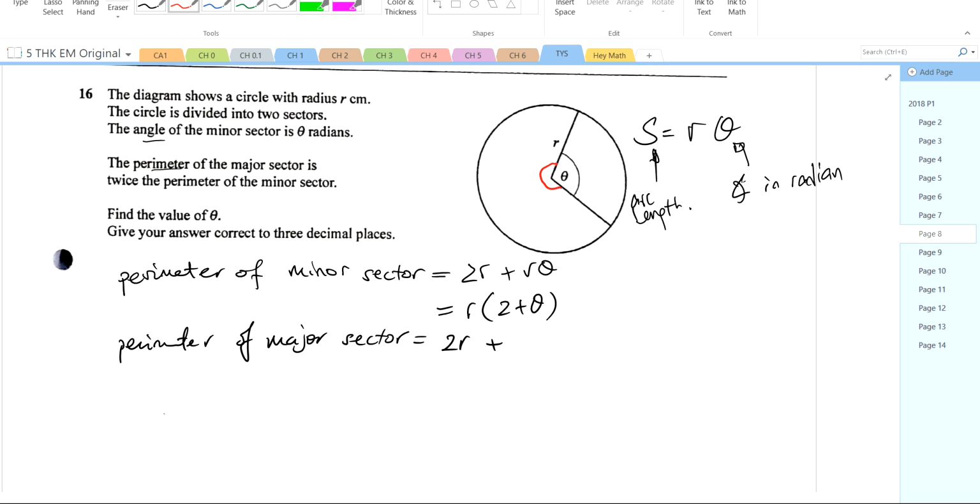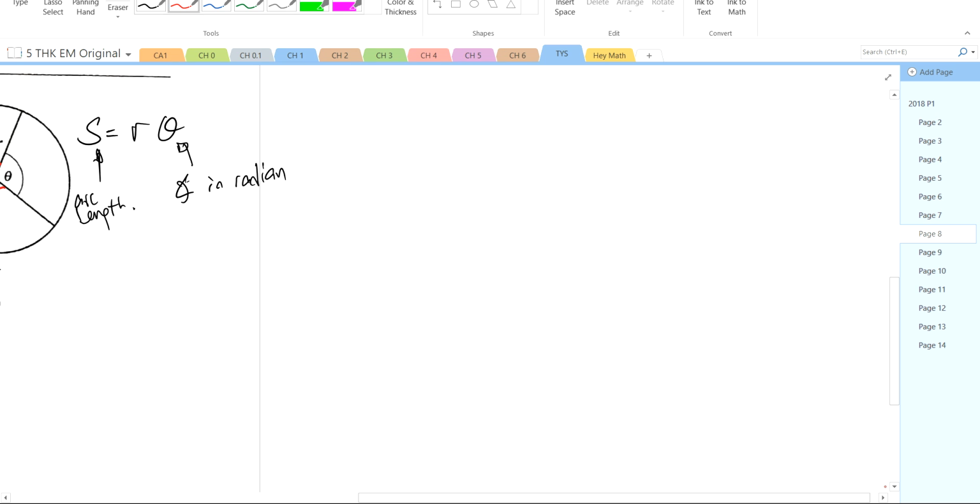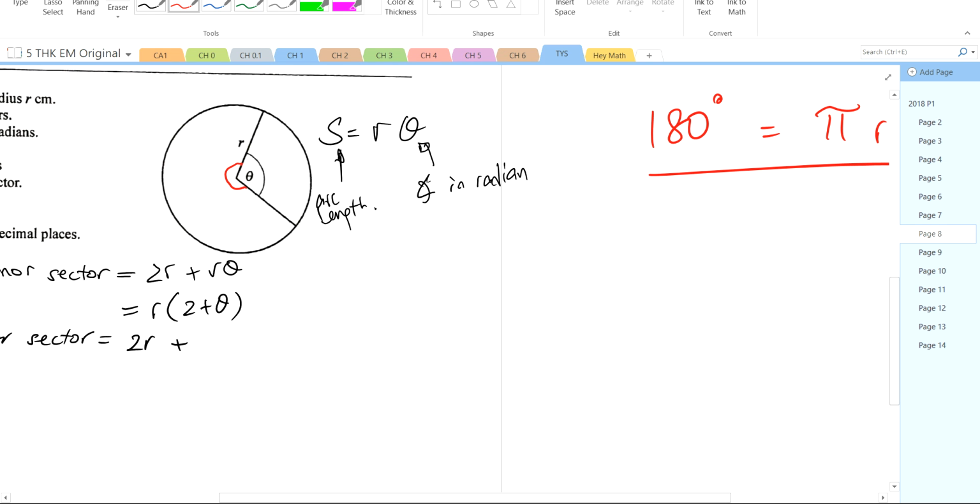Okay, very simple. All you need to remember and memorize is that 180 degrees equals to pi radian. That's all. It's a direct proportion. 180 degrees equals to pi radian. So let's come back here. I want the rate angle.